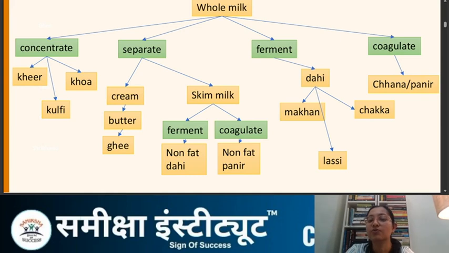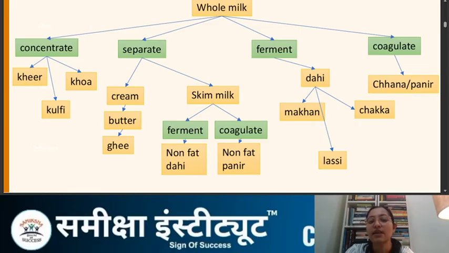Next, coming to the fermentation of whole milk. If we go for fermentation of whole milk, again as said earlier, dahi will be produced. From that we can produce makhan or butter. Makhan corresponds to the western product of butter. So makhan can be produced, and lassi can be produced as a byproduct of makhan, and lassi is again buttermilk. Chakka we'll study about later; it is also produced from dahi. Then if we go for coagulation of whole milk, what we'll produce is chhana or paneer.